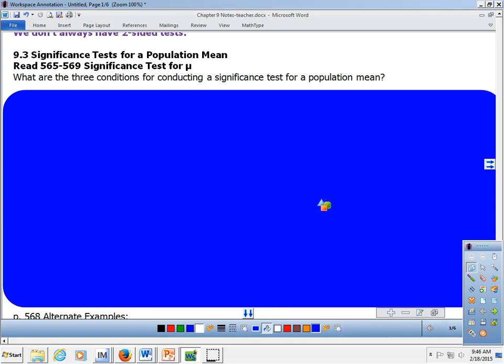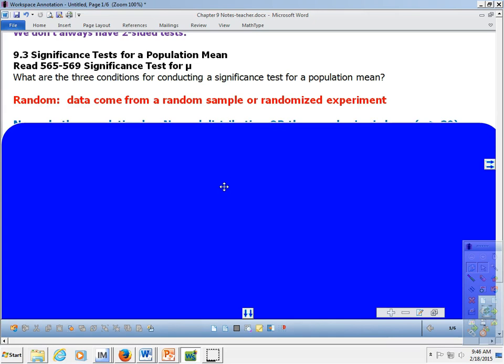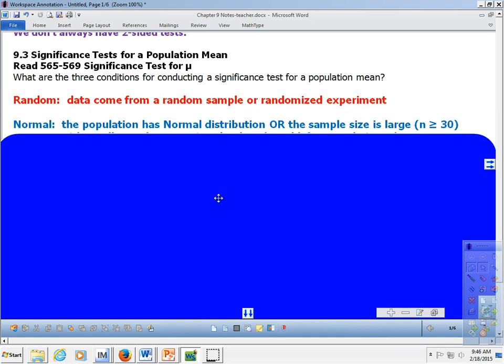So what are the three conditions for conducting a significance test for a population mean? We're making the adjustment over to testing for means instead of proportions. Well, same as before, random: data need to come from a random sample or randomized experiment. We haven't really talked about what that random condition check would look like if our data did come from an experiment. And we'll have an opportunity to do that through this section, probably not tonight, but tomorrow night. Remember that your normal check is different.